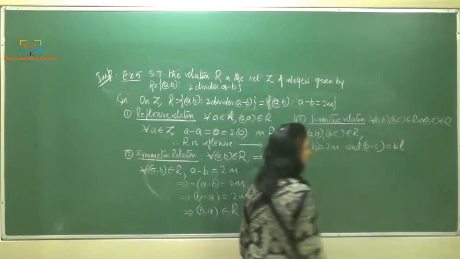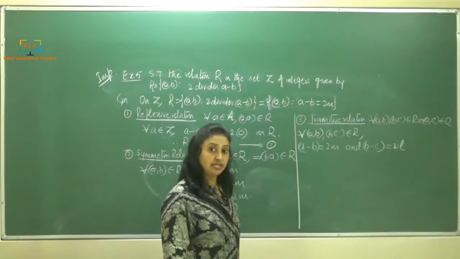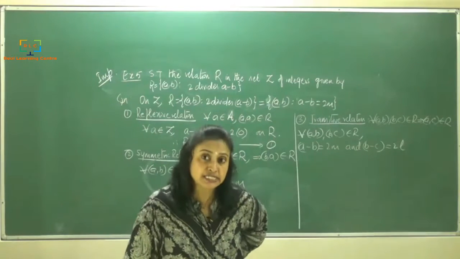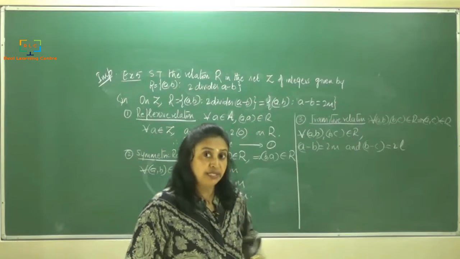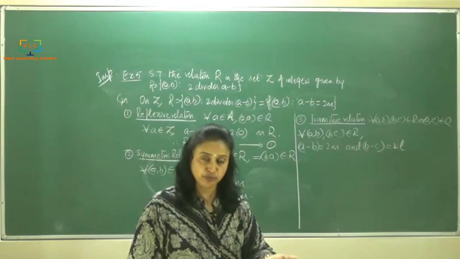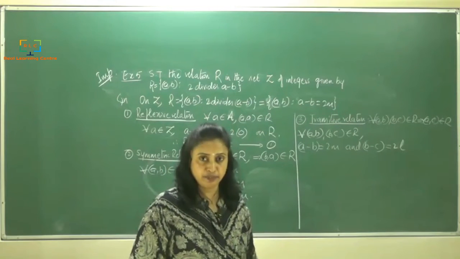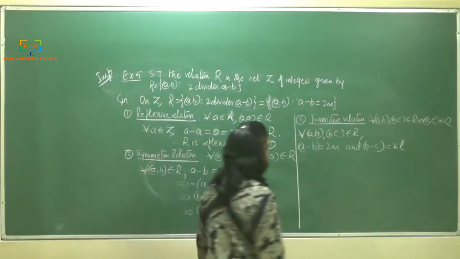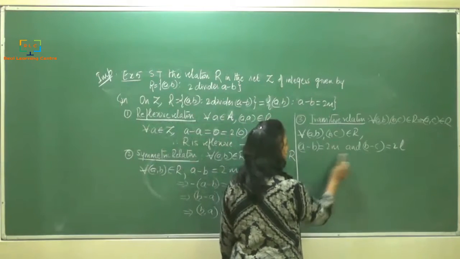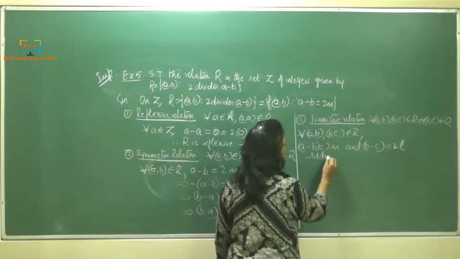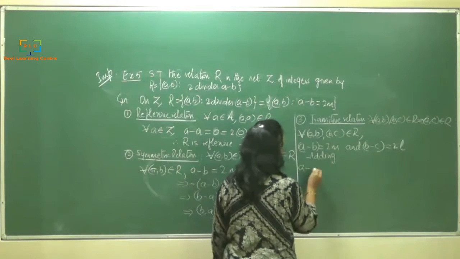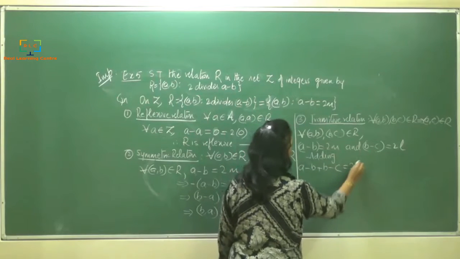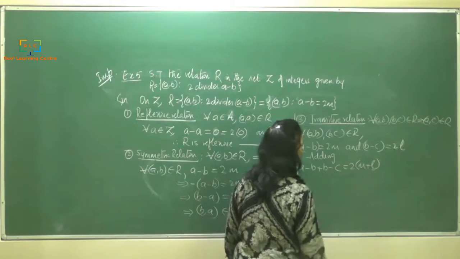So I shall say a minus b is equal to 2m and b minus c is equal to, say, 2l, some l. Okay. So now in arithmetic, if I say 2 minus 4 is a multiple of 2 and 4 minus 8 is a multiple of 2, the addition of that also should be a multiple of 2, which is very natural in numbers. Okay, it's a property. By the property of numbers itself, it's like that. So I'll add these two statements. Adding the LHS, I'll add a minus b plus b minus c is equal to 2 into (m plus l).